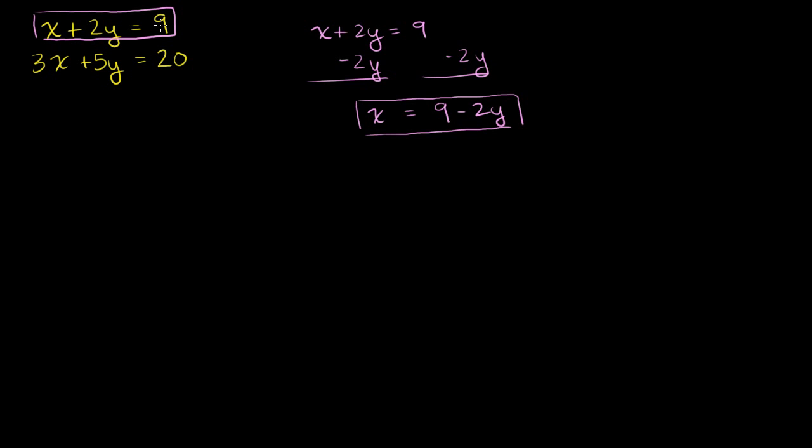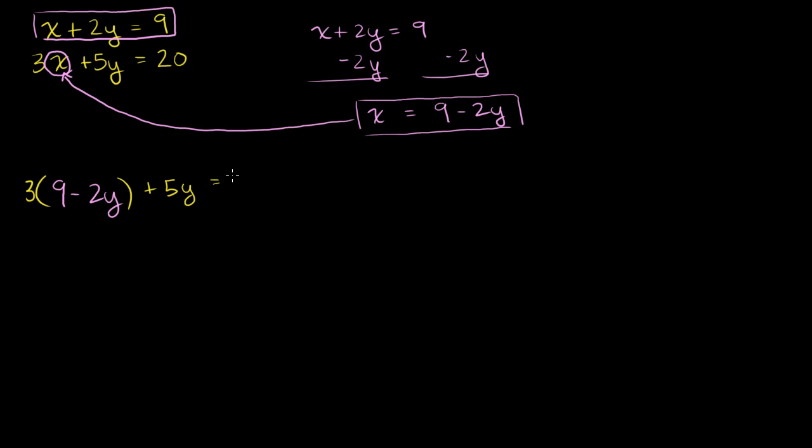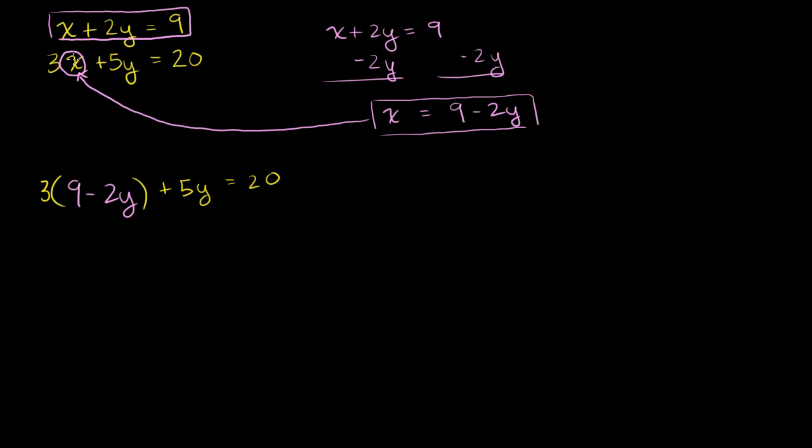In order to satisfy both of these equations, x has to satisfy this constraint right here. So I can substitute this back in for x. This top equation says x has to be equal to this. Well, if x has to be equal to that, let's substitute this in for x. So the second equation will become 3 times x, and instead of an x, I'll write this thing: 9 minus 2y. 3 times (9 minus 2y) plus 5y is equal to 20. That's why it's called the substitution method. I just substituted for x. And the reason that's useful is now I have one equation with one unknown, and I can solve for y.